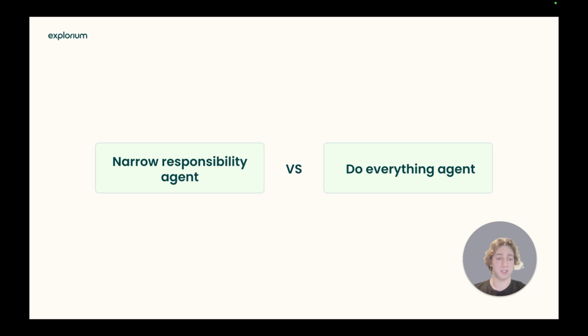My recommendation is to start with a narrow responsibility agent and have it work on that action and get it down very well. And if you want to move on to another action, build another narrow responsibility agent for that action. While it is possible to create a do everything agent, my personal recommendation is to create many narrow responsibility agents to create a whole suite of them so they can do every action.